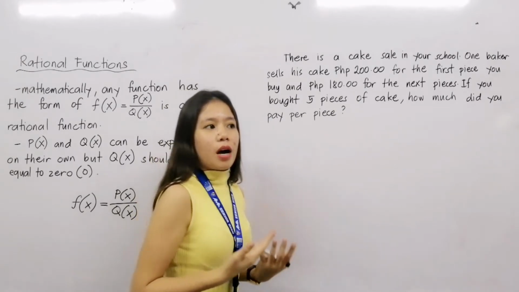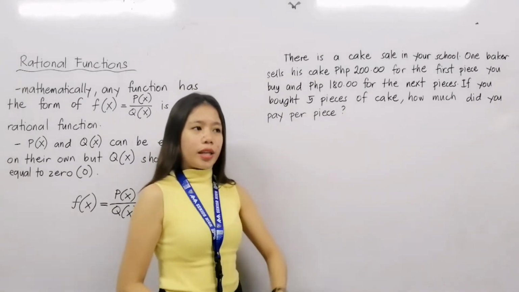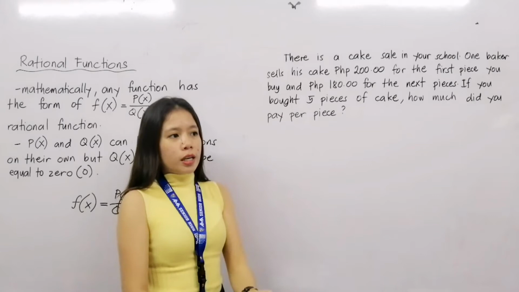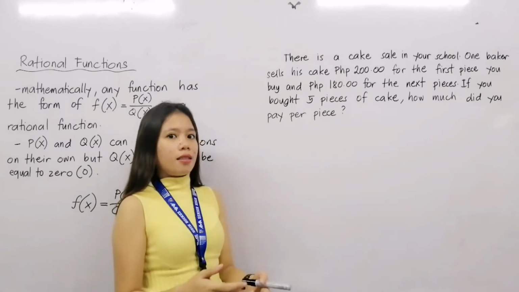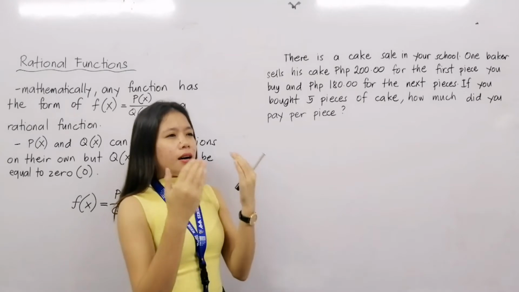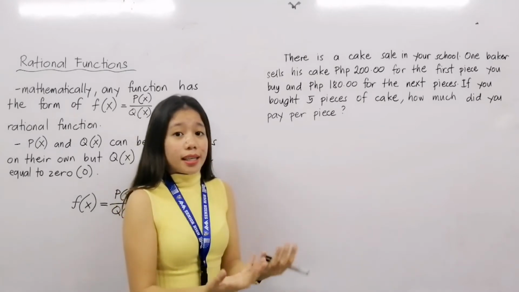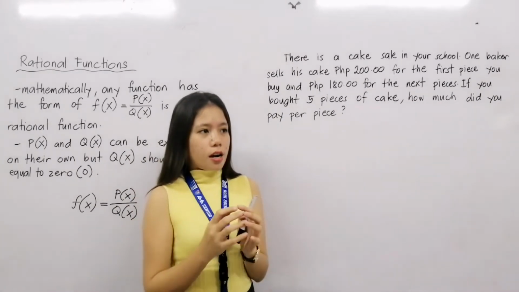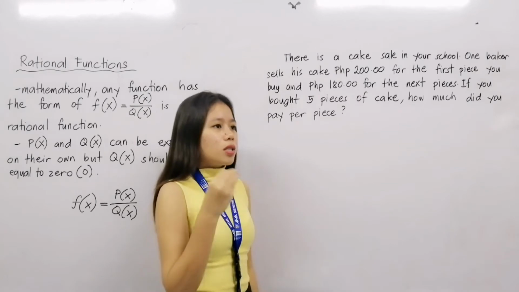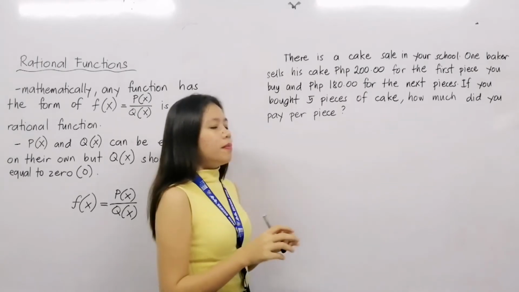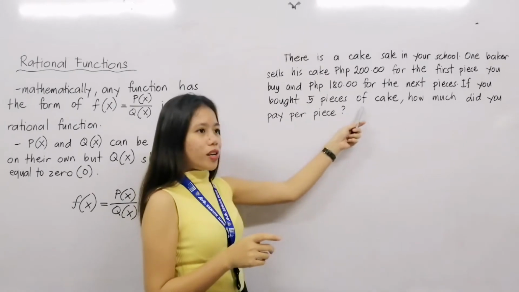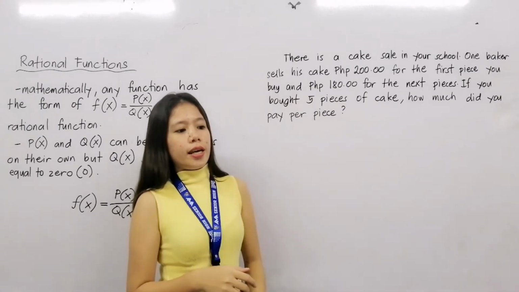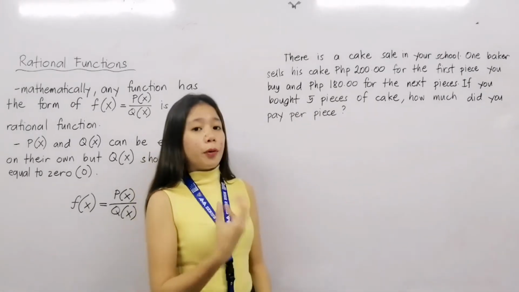From our previous discussion, our very first lesson about representing function in real life, I presented to you many steps for us to get its mathematical model, equation, or function. This time, let us apply those steps on our problem. The first step is to consider a situation. This is our situation: there is a cake sale in your school, and one particular seller gave a promo.